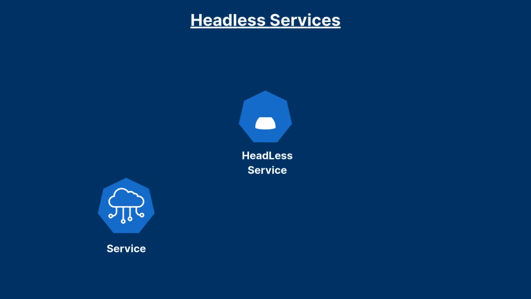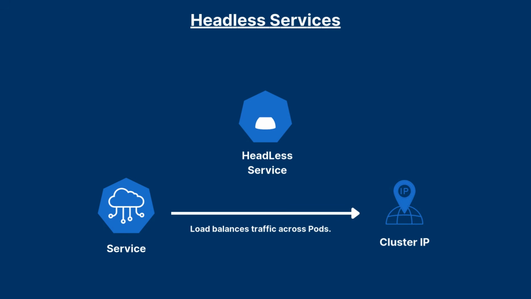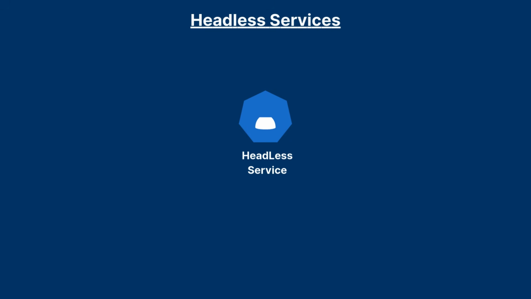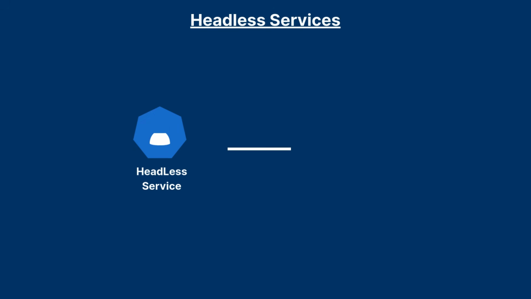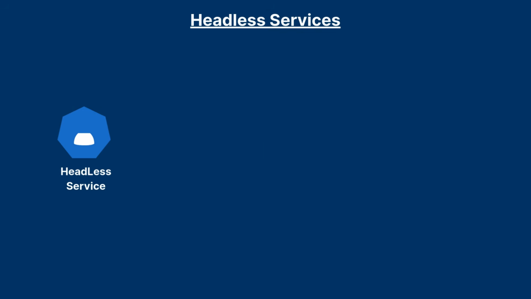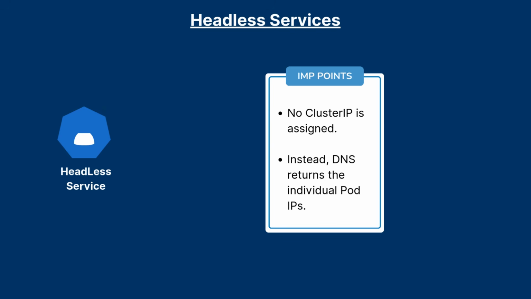Now let's start with what is a headless service. Normally a Kubernetes service gives you a stable virtual IP or a cluster IP that load balances traffic across pods. But sometimes you don't want load balancing or a virtual IP. Instead, you need to connect directly to pods themselves. That's where a headless service comes in. With headless service, no cluster IP is assigned. Instead, it returns the individual pod IPs. Think of this like a skip the middleman, connect straight to pods.